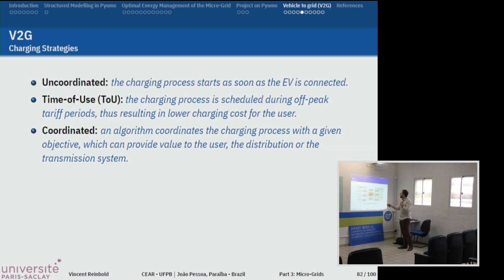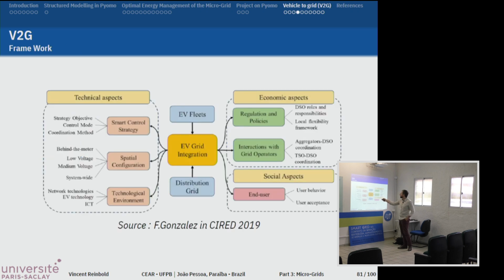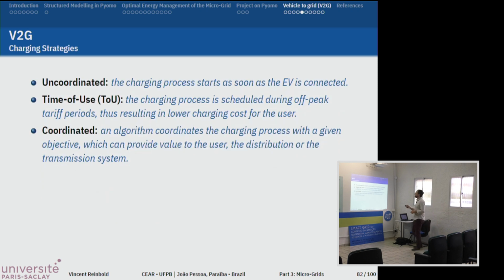I talked about the smart control strategies. Actually, there are different strategies we can consider. The first strategy is when I'm a user, I have my vehicle, and I want to charge it whenever I want. I'm connecting the vehicle to the grid when I want to charge it.